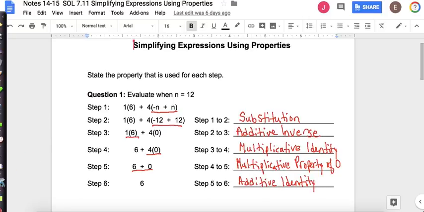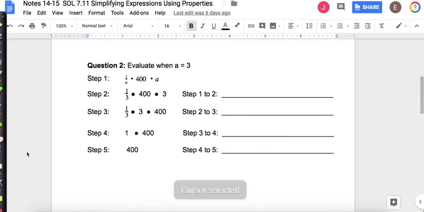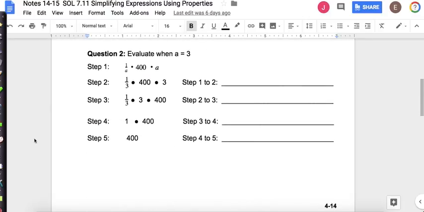Okay, let's move on to question number 2. It says evaluate when A equals 3. So I notice that all of the A's were replaced with a 3. So to get from step 1 to step 2, the 3 was substituted in for the A. So that is substitution. And this is a U here.